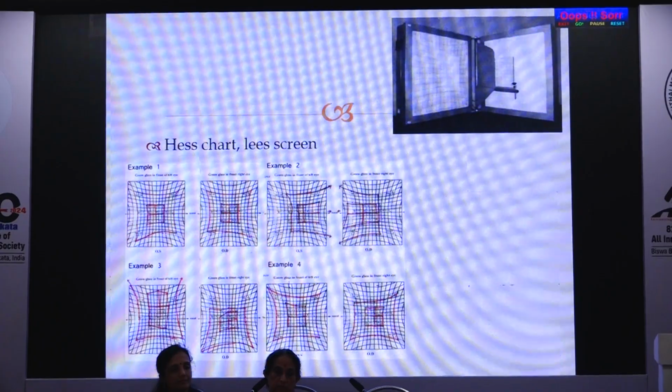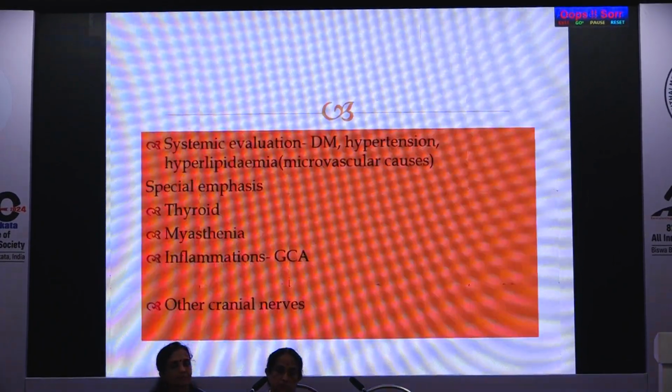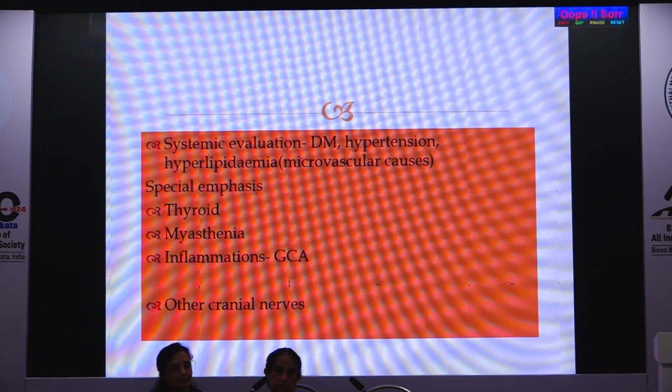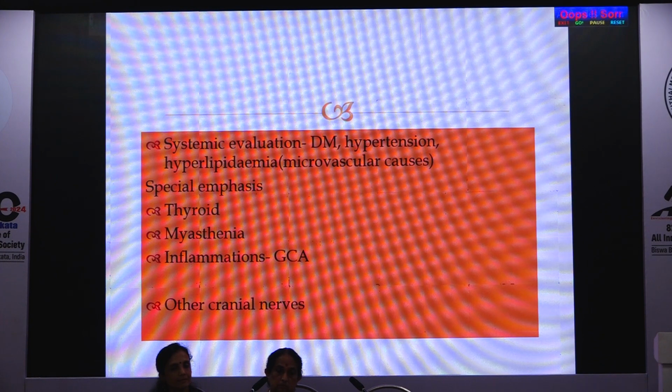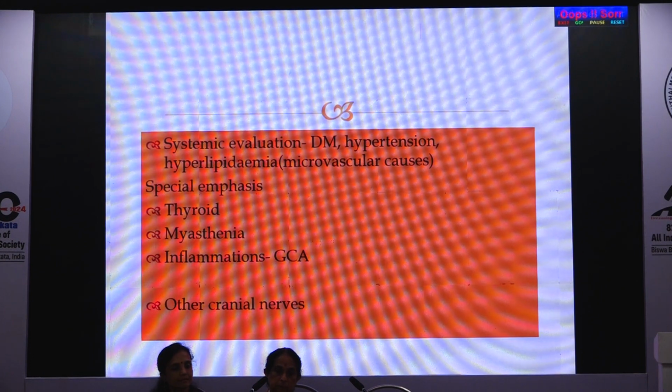The HESS charts and Lees screen we are not using much nowadays, but they are helpful for documentation. And systemic evaluation is extremely important. If you have diabetes, hypertension, etc., you have to rule these out, and look for lid changes, thyroid association, which can cause incomitant strabismus, incomitant double vision, myasthenia, inflammations, and other cranial nerve examination.